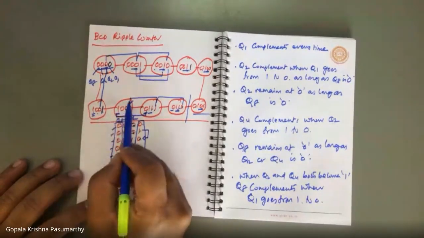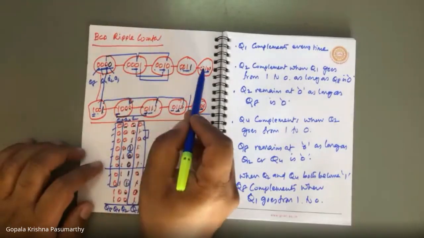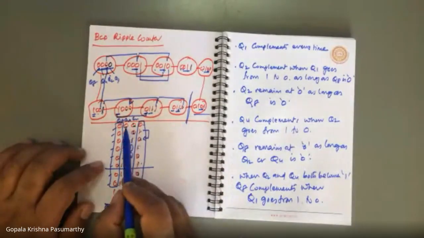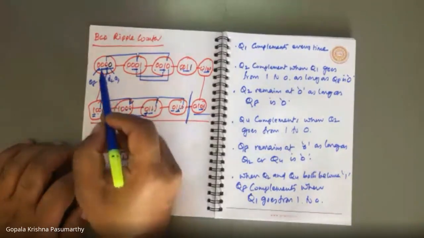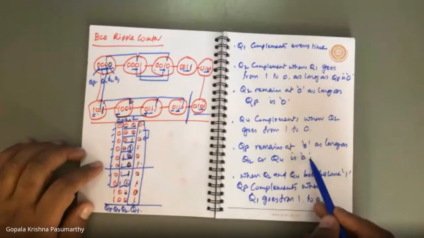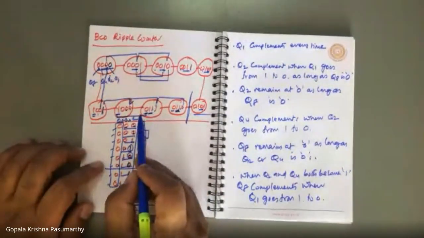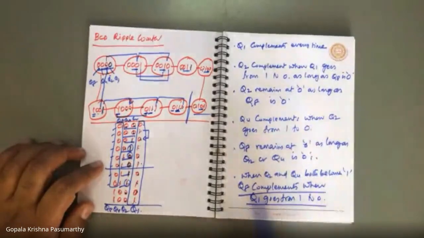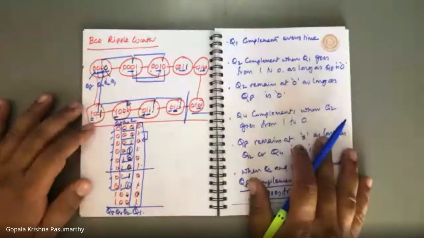Again 1 1 because Q8 is not changing. So till here, 1 2 3 4 5 6 states. For all these 6 states, either Q2 or Q4 is 0, hence my Q8 is 0. Q8 remains at 0 as long as Q2 or Q4 is 0. Once Q2 and Q4 both become 1, Q8 complements when Q1 goes from 1 to 0. So all states have been explained using these rules.